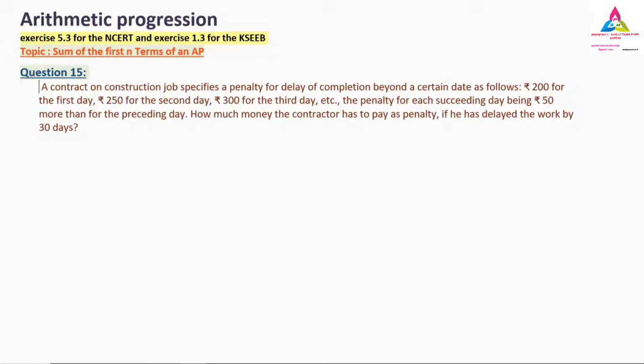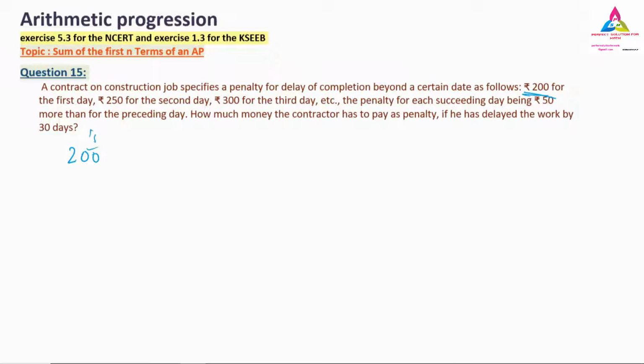So the question here is given in statement form, it is not a direct form. When the question is in statement form, we first have to check whether they have given an AP or not. Here the contractor is putting some penalty for delaying the completion of the work. So what is the penalty he is paying? First he is paying how much penalty? 200 rupees. So I will write down that 200 first over here. The first penalty is 200.